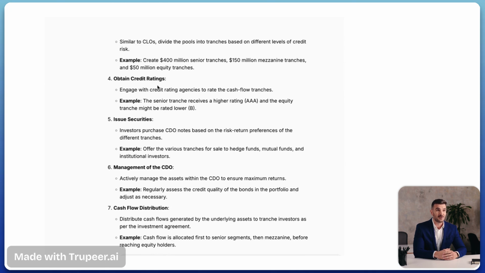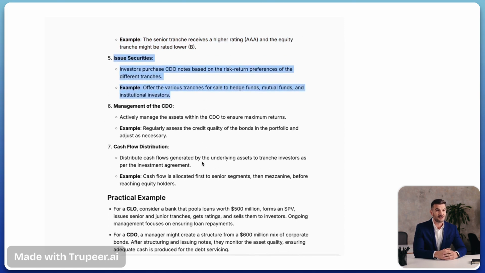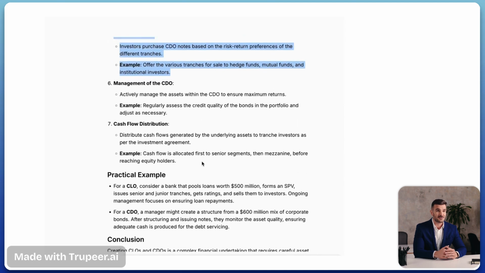Next, you'll need to obtain a credit rating. You can enlist companies like S&P to review and rate the securities. Then, issue the securities to interested investors. In CDOs, hedge funds, mutual funds, and institutional investors often participate and purchase these transactions.